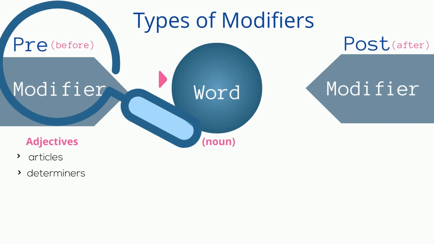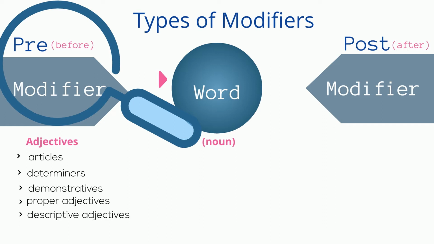Articles, determiners, demonstratives, proper adjectives, descriptive adjectives, compound adjectives, participles, and some others are the adjectives that come before the nouns they modify. Look up these.